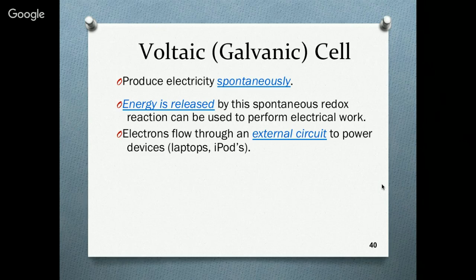Electrons are going to flow through a circuit, and that's how we get the electricity that you're probably using right now.